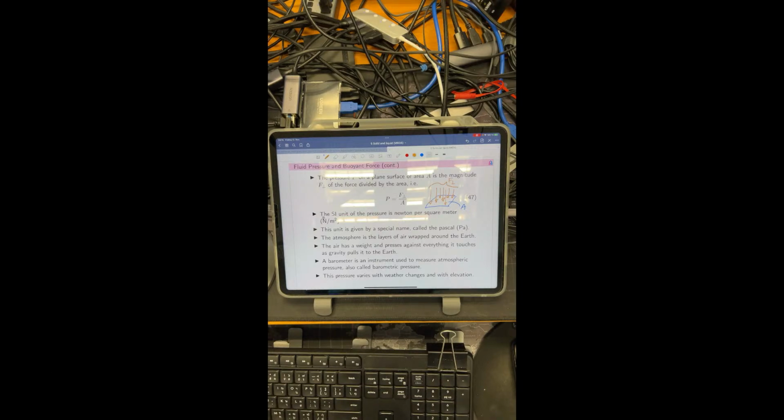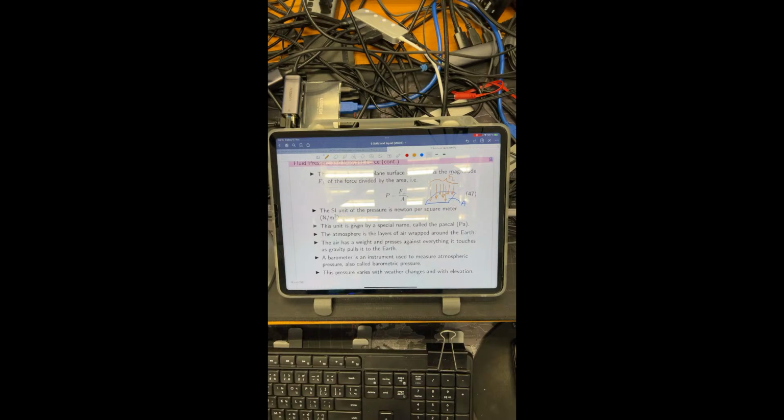The SI unit of the pressure, as you know, is the Pascal. In SI units it is Newton per square meter. This unit is named after a special person, Pascal, denoted by Pa.